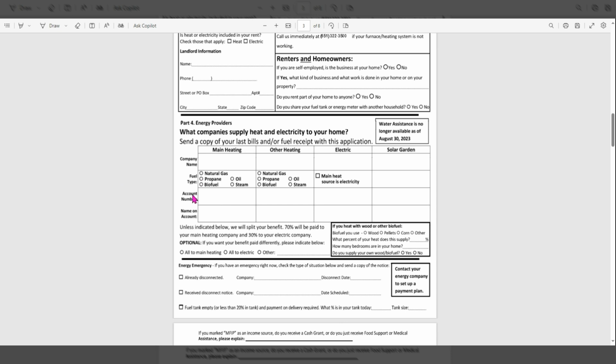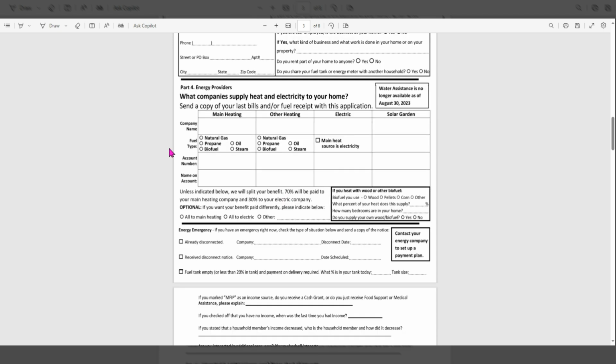And then we're looking for your account number and the account holder, or the name on the account. And in this section, you would put your electric vendor. So let's say you live in Dakota County and you have CenterPoint as your natural gas provider and Dakota Electric as your electric provider. Then we're going to see the name of the company up here, the account number here, and the account holder here.